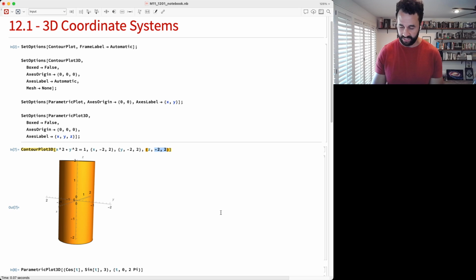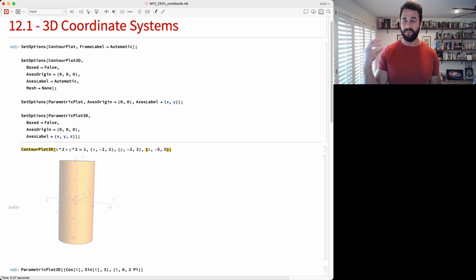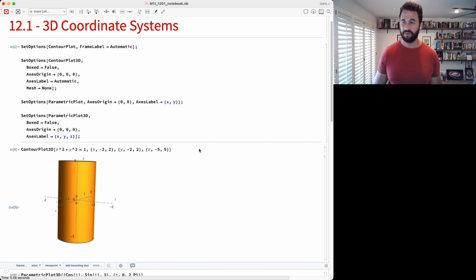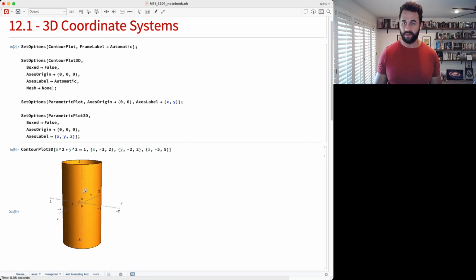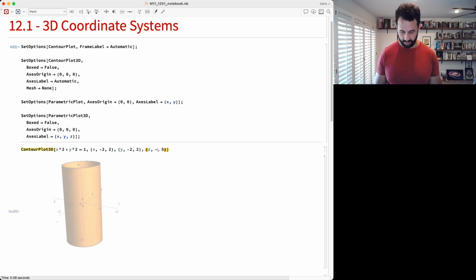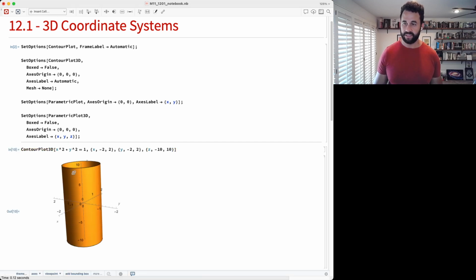So for example, if I change these, maybe I make this -5 to 5. And if I want Mathematica to evaluate this cell, what I do is I hit Shift Enter. All right, so I'm going to hold Shift and press Return. And there we go. So now notice z is going all the way up to 5. Maybe I want it to be even more. -10 to 10. Shift Enter. Now, it doesn't change the image too much. It's just changing the scale, right?